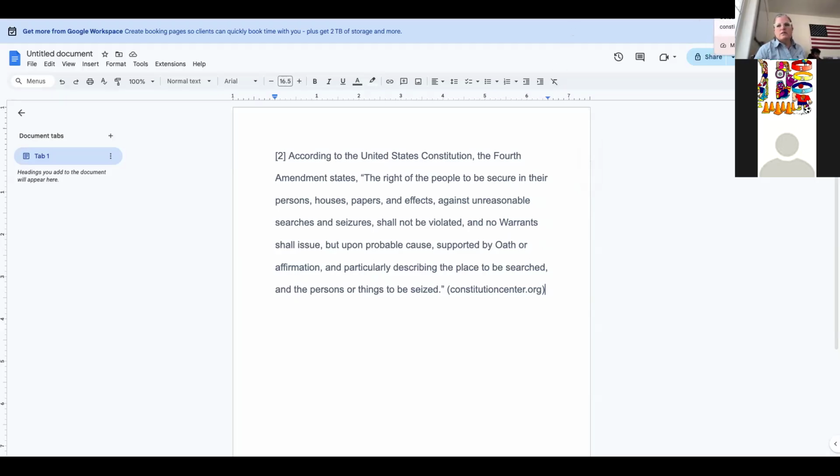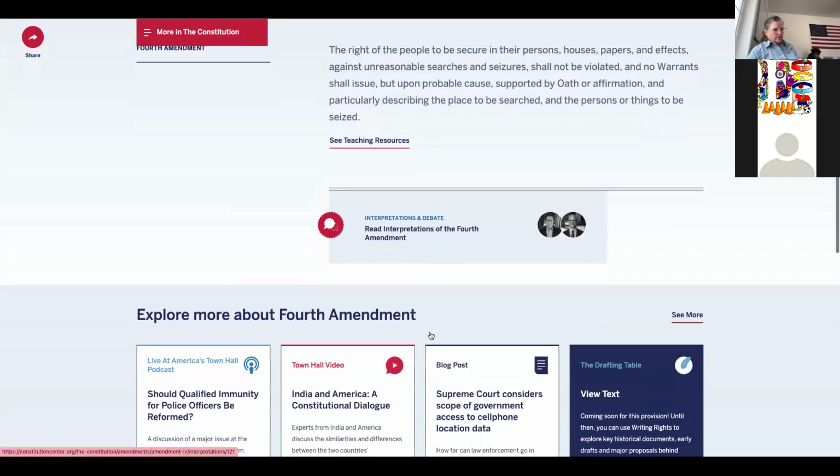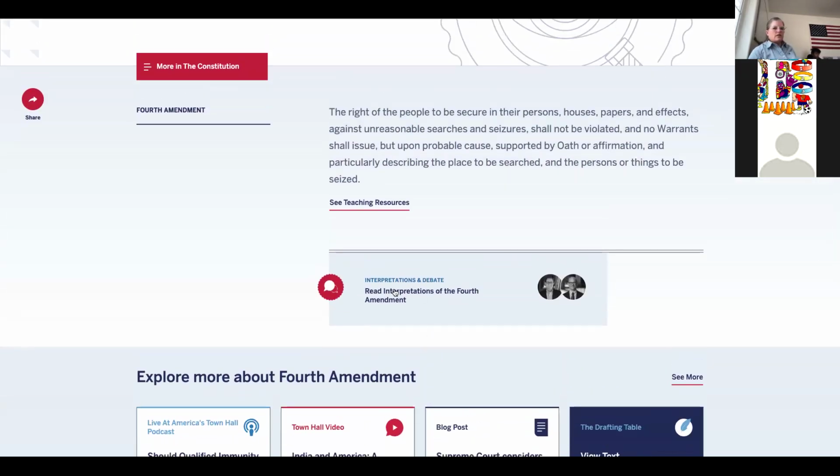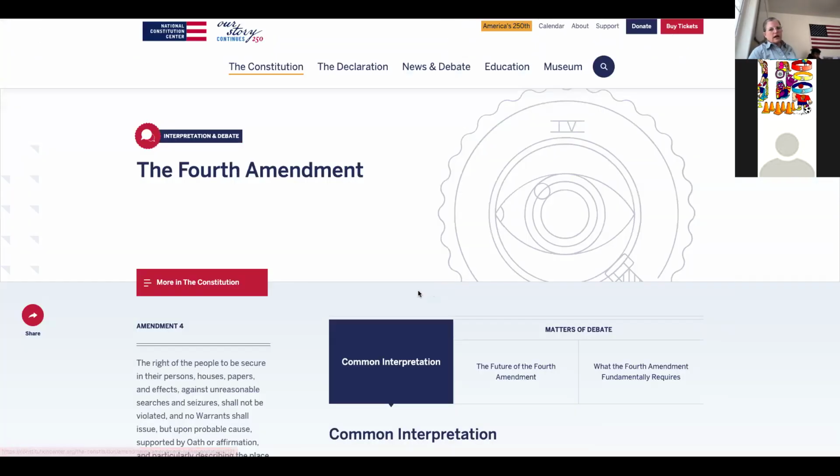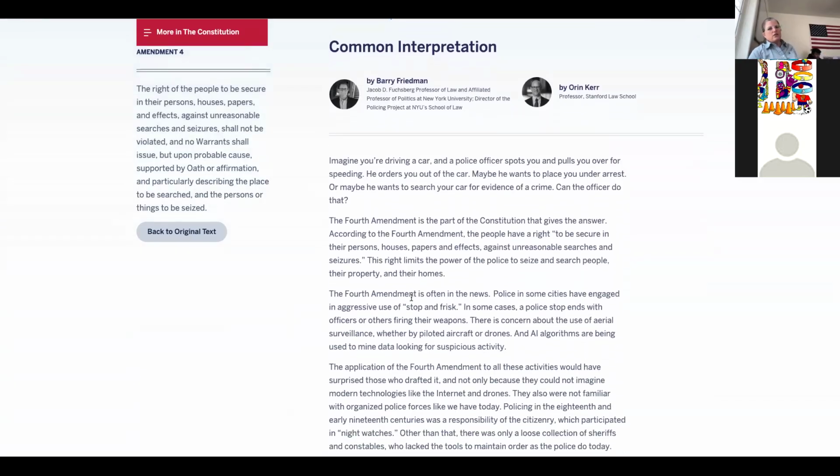If I go back to this, wait, what was I just at? Oh, Miller, do you have this option right here? It says interpretations and debate. If you click that, hold on just a second. You see these first few paragraphs are going to give a background to the Fourth Amendment. It's saying, imagine you're driving a car and a police officer spots you and pulls you over for speeding. He orders you out of the car. Maybe he wants to place you under arrest, or maybe he wants to search your car for evidence of a crime. Can the officer do that?